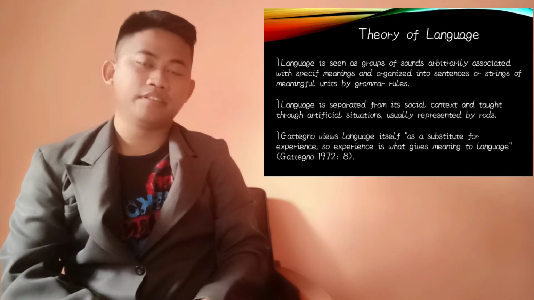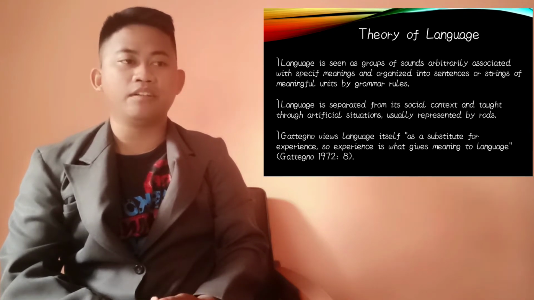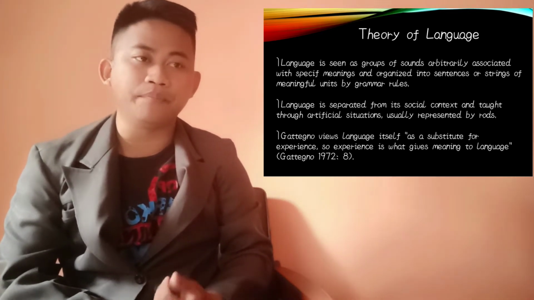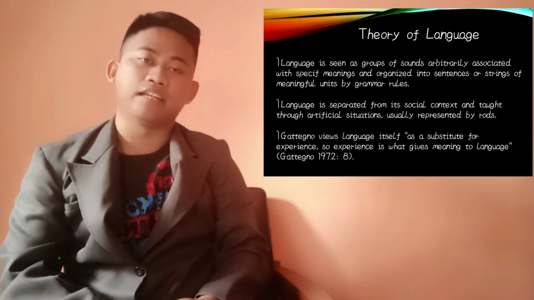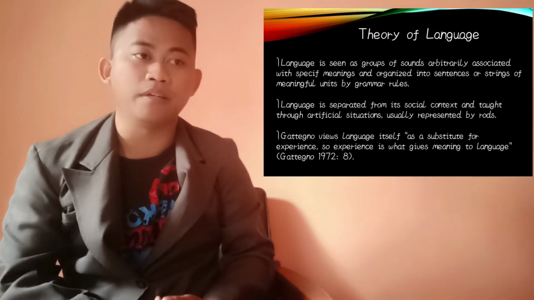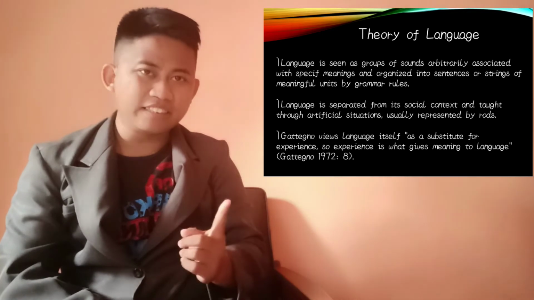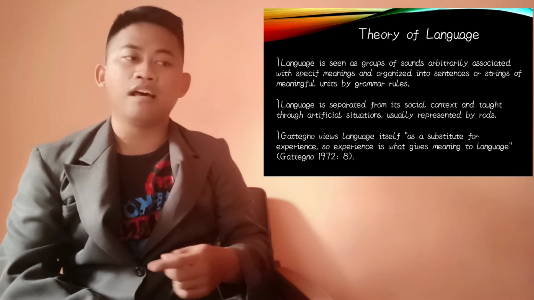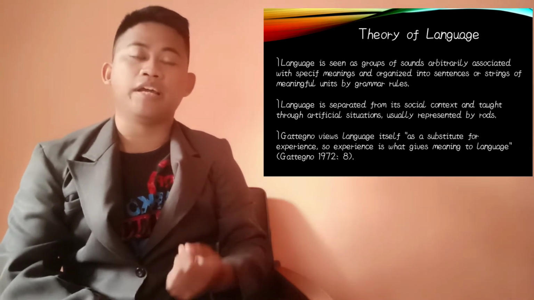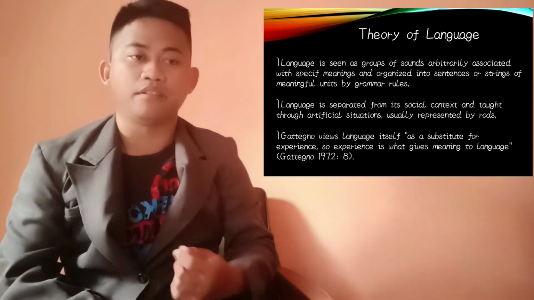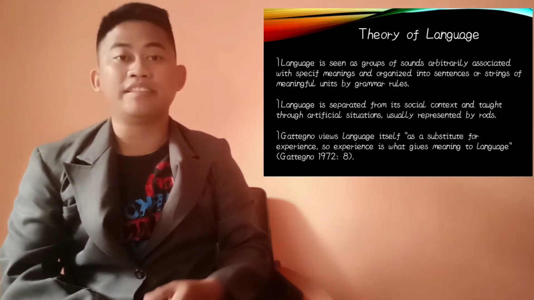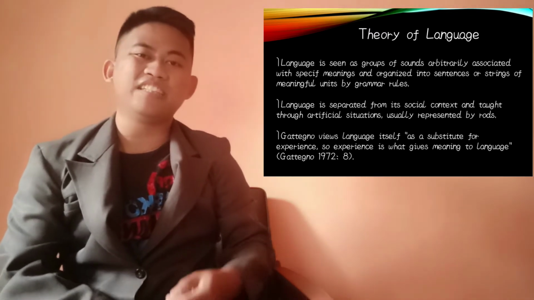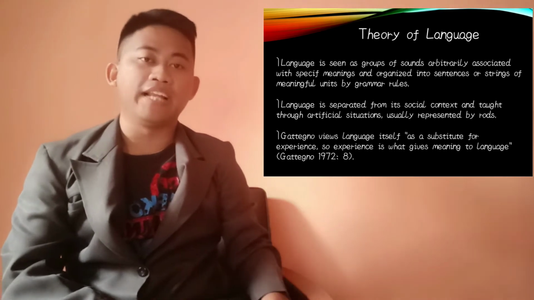Theory of language. Language is seen as a group of sounds arbitrarily associated with specific meanings and organized into sentences or strings of meaningful units by grammar rules. And language is separate from its social context and through artificial situations, usually represented by rules. Gattegno views language itself as a substitute for experience, so experience is what gives meaning to language.